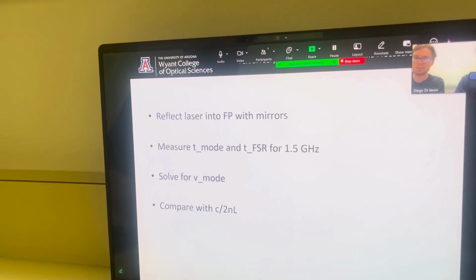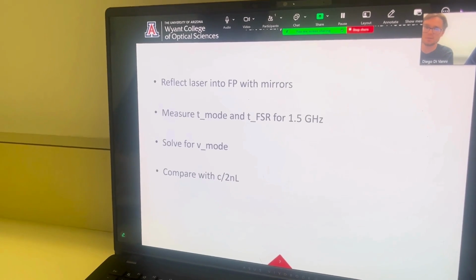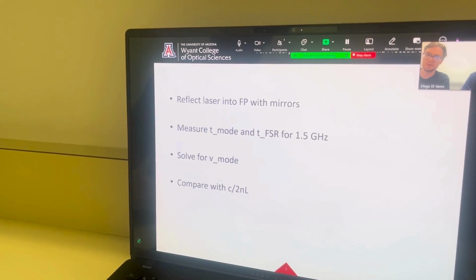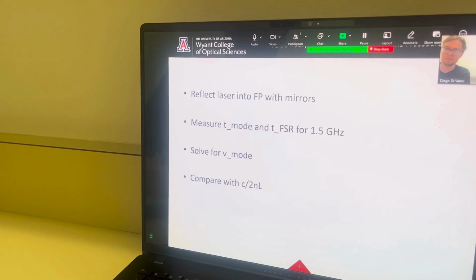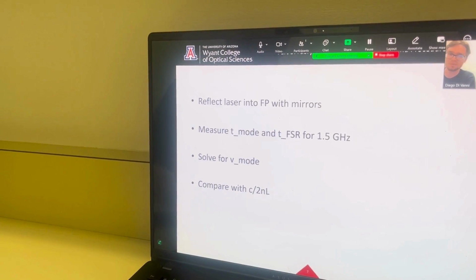So for part B, we reflected the laser into the Fabry-Perot spectrometer with 2 mirrors. Then we measured T mode and T FSR at 1.5 gigahertz. Then we solved for V mode, and compared this value, 4 gigahertz, with the one that we found using the formula c over 2nL. Here's a video of the setup.